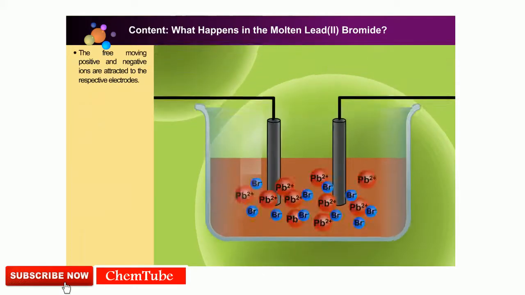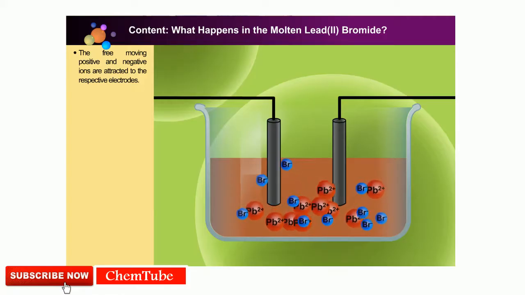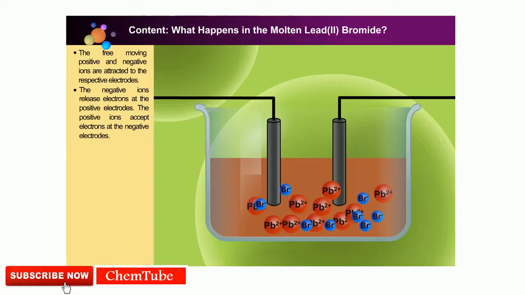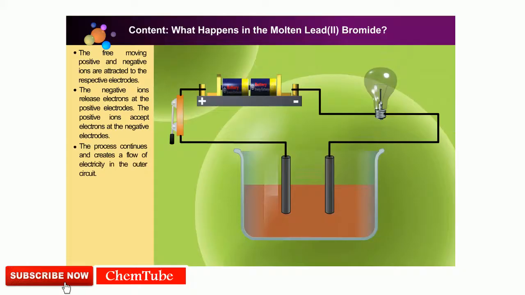The free-moving positive and negative ions in the molten lead-2 bromide are then attracted to the respective electrodes. The negative ions release electrons at the positive electrodes, while the positive ions accept electrons at the negative electrodes. By doing so, they create a flow of electricity in the outer circuit. This flow of electricity is being confirmed by the lighted bulb.